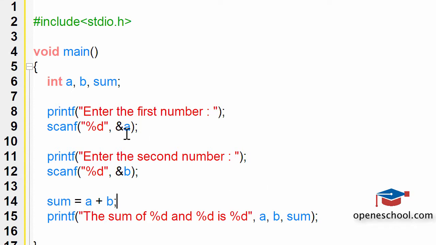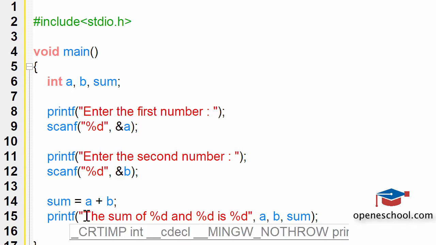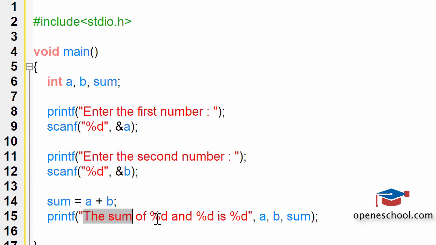So let's say if the user enters value 5 as the first number and value 10 as the second number, so we want to print a string which will say that the sum of 5 and 10 is 15. So the number 5 will be read from the variable a, number 10 will be read from the variable b, and the final sum will be read from the sum variable. We have already covered both printf and scanf in detail in the previous videos, so I won't go into the detail of how printf and scanf are working here.